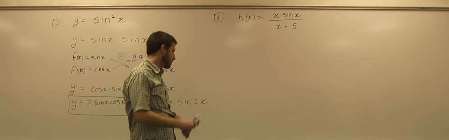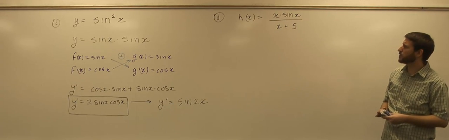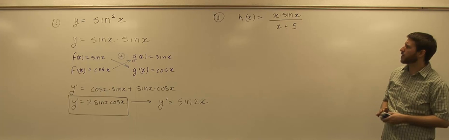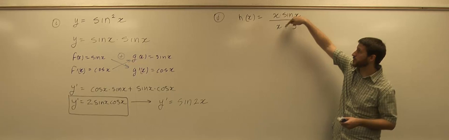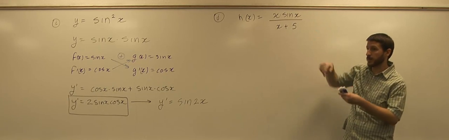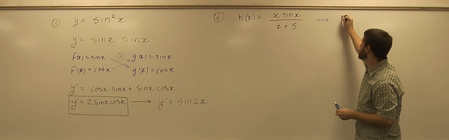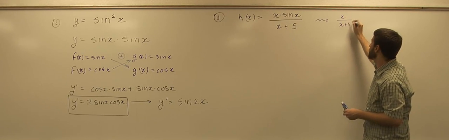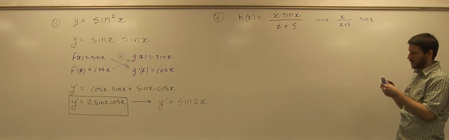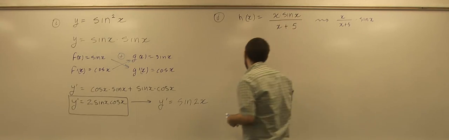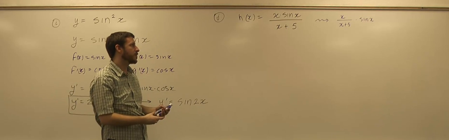I guess there's a couple of ways to do this. If it were a plus, you could distribute the x plus 5 into both of them. But if it's multiplication, the way to rewrite it would be x over x plus 5 times sine x. But I would probably jump straight in with the quotient rule, because for the derivative you kind of start with the outermost operation.